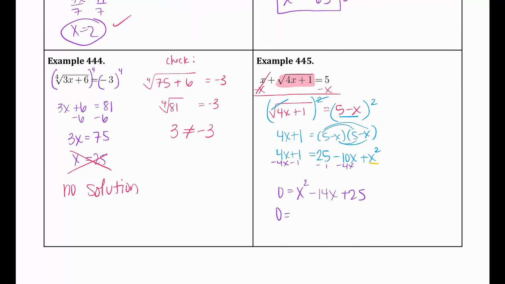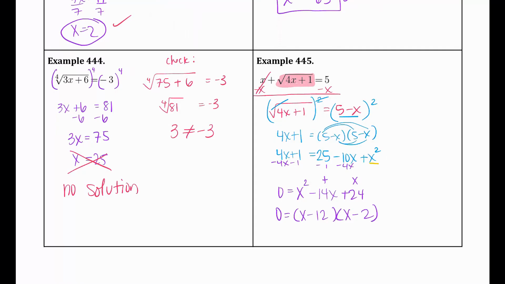Don't forget, when we're factoring, these are the ones we actually prefer to factor. All we have to do is think of two numbers that multiply to give me this and add to give me this, and I made a mistake here. That should be 24. 25 minus 1 is 24. So two numbers that multiply to give me 24 and add to give me negative 14. That's going to be negative 12 and negative 2.